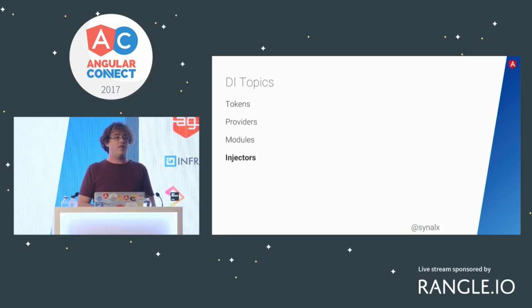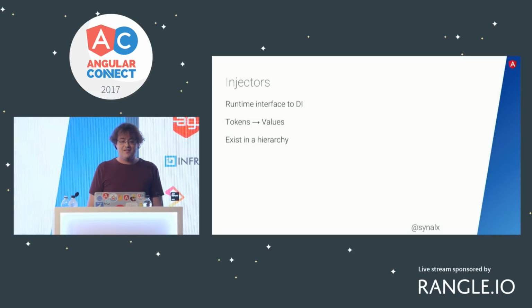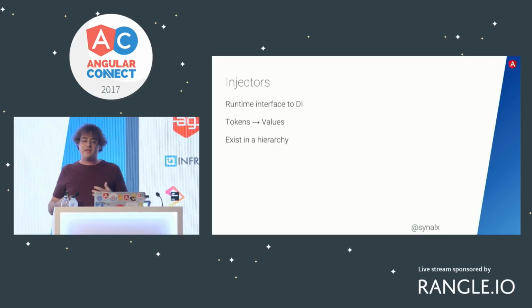And that brings us to our last DI topic of the day, which is injectors. And there are a lot of them running around. So injectors are the runtime interface to DI. You can think of them as a map of tokens to the values for those tokens that were determined by the providers. And a really interesting thing about injectors is that they exist in a hierarchy in Angular.